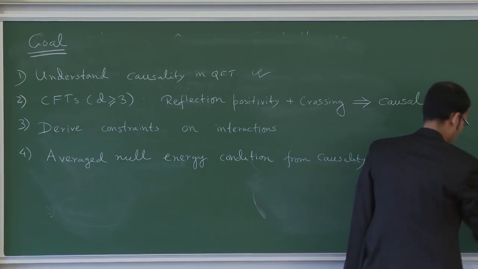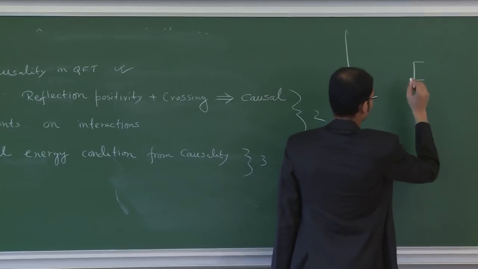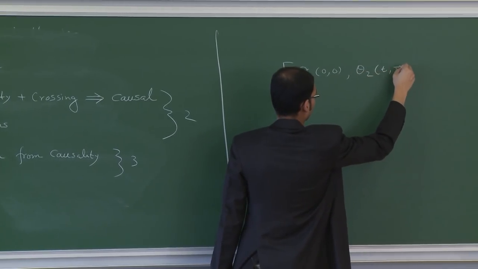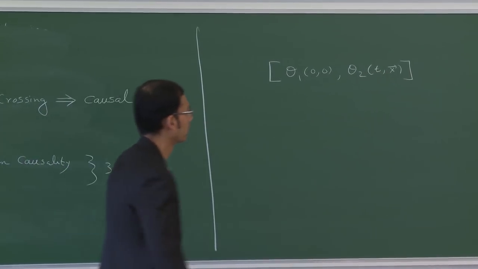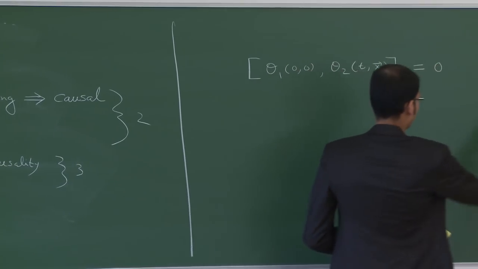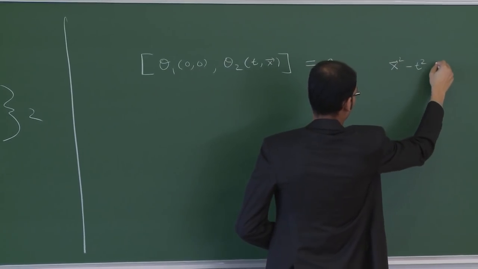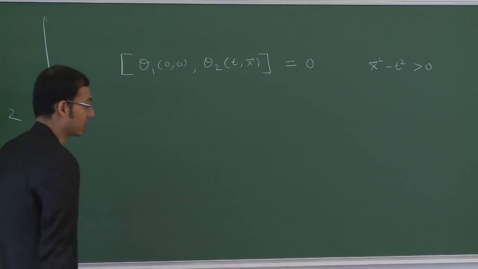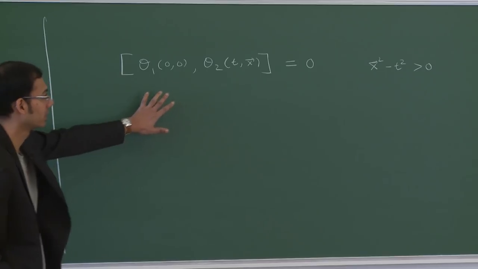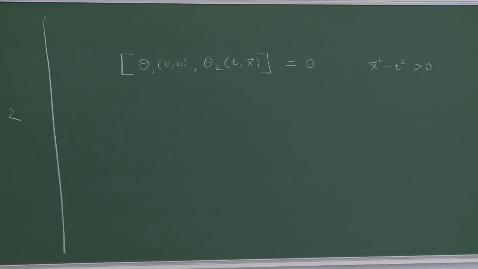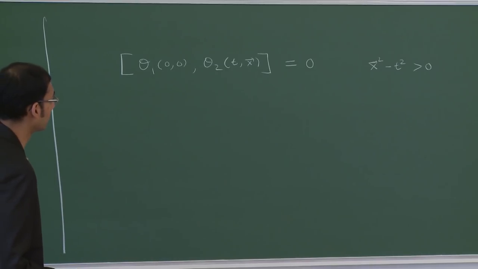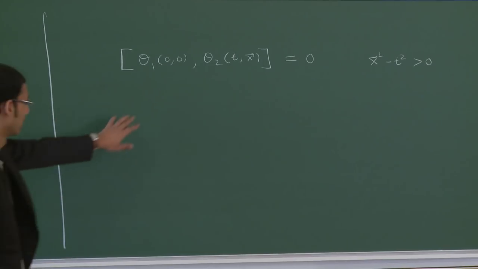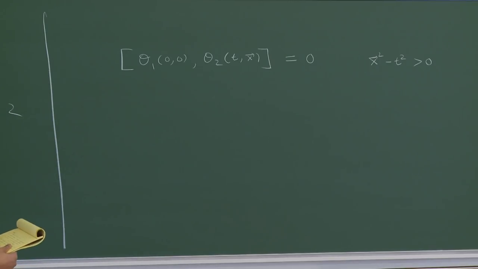So, in quantum field theory, causality is a statement about commutators. This commutator should be 0 if they are space like separated. As I mentioned earlier, this is an operator statement. So, if I plug this commutator inside any correlator, that correlator should also be 0. Because of that, a theory may appear to be causal in the vacuum, but in some non-trivial state, this condition can actually be non-trivial.